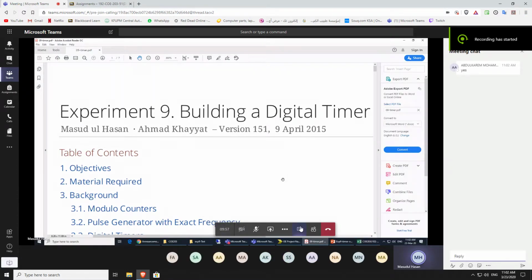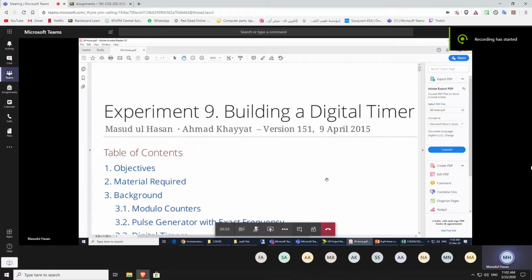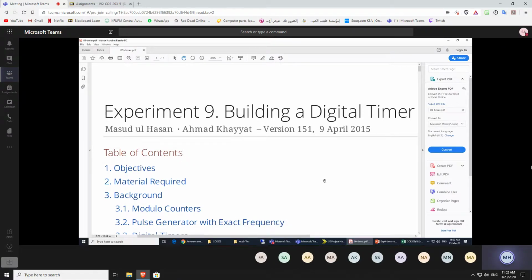We are going to build a digital timer on an FPGA board, but unfortunately you don't have an FPGA board, so you will complete the project and simulate it. And don't forget the UCF file. Almost half of the students did not put it.